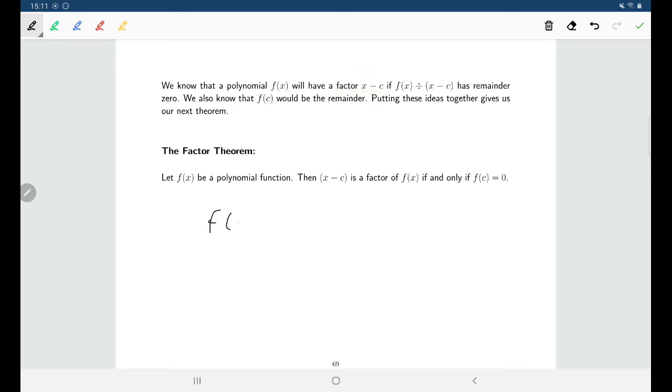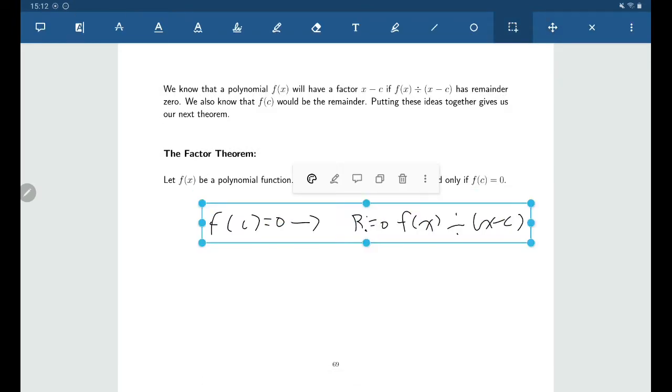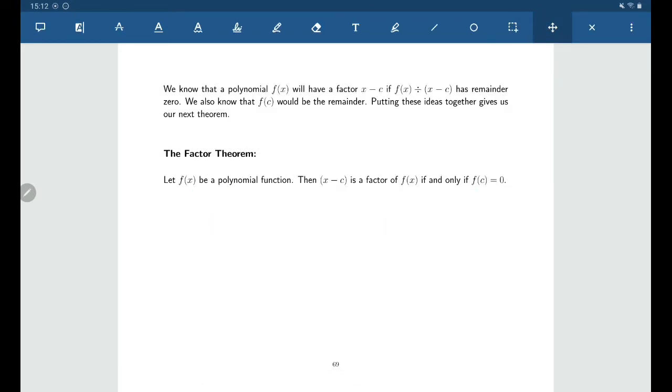You know that f of c is the remainder that you get when you divide f of x by x minus c. And if x minus c is a factor, then the remainder would be 0. And if the remainder is 0, then f of c should be 0 as well. That's our idea here: if you're looking to tell if something's a factor, it really just boils down to the places where, when you evaluate the function, it gives you a y value of 0. And that's our factor theorem.